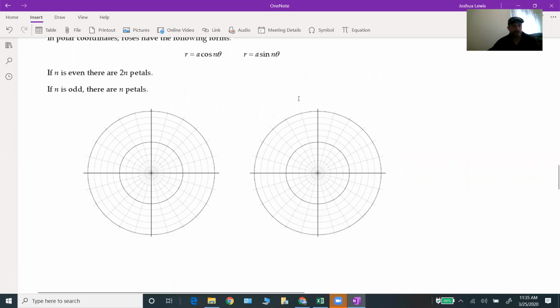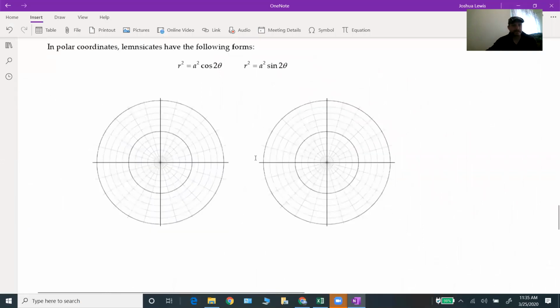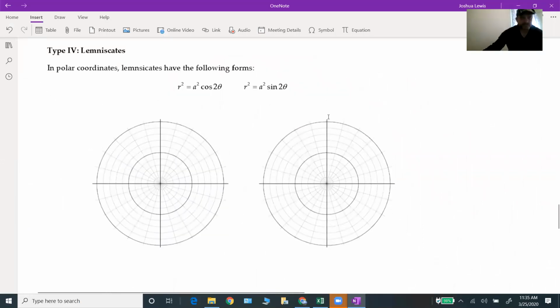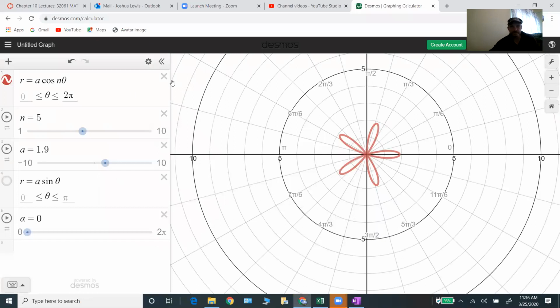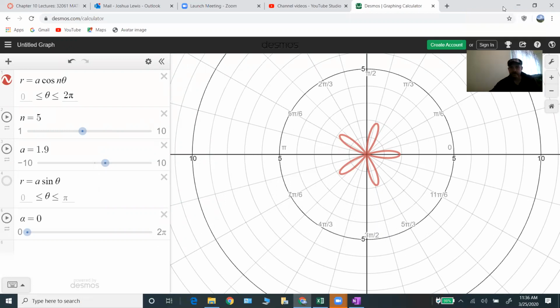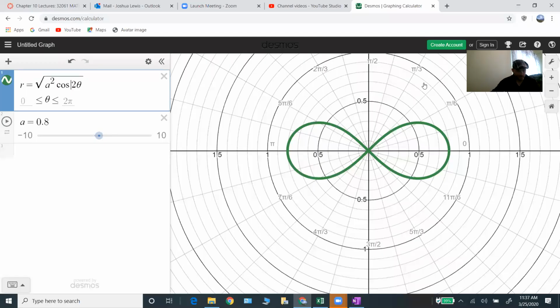So I'll let you play around with those. And then the last are what's known as lemniscates. And so these also have an interesting form. You could think of these as the infinity symbol. Okay, the infinity symbol. And they're going to look like, let's come back over here to Desmos. And then, so I set up this expression.